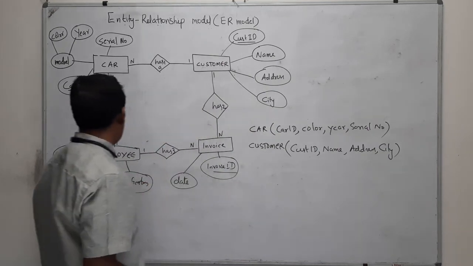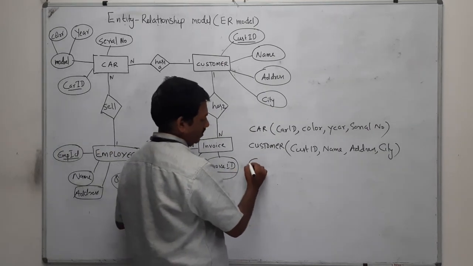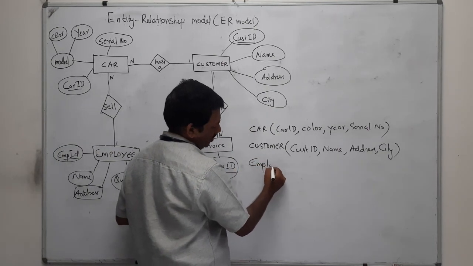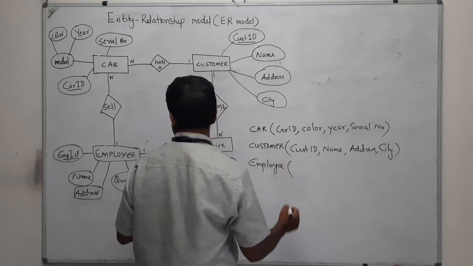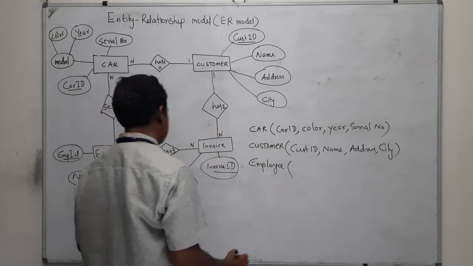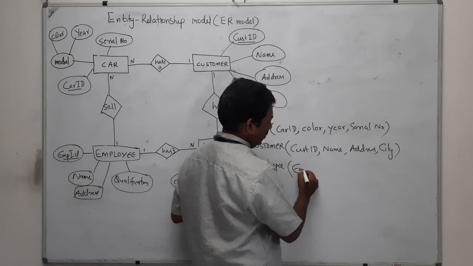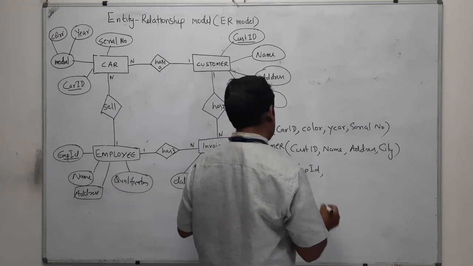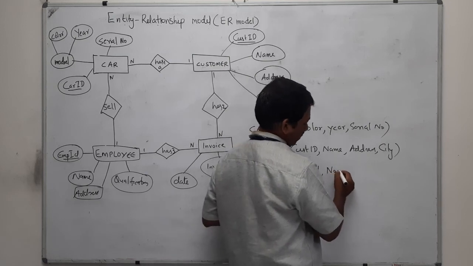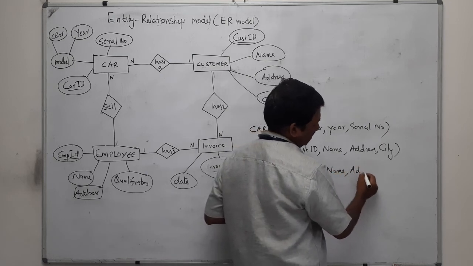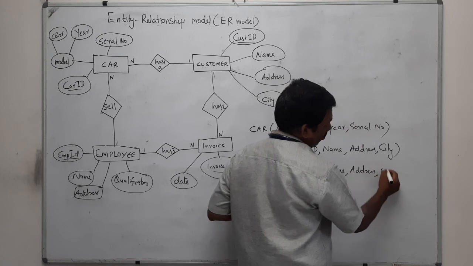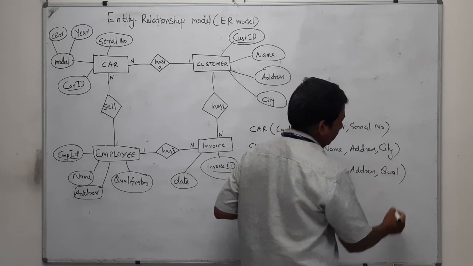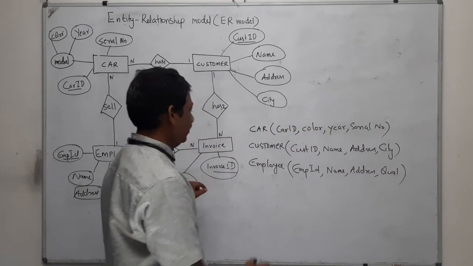And now we are having employee. Employee is another entity. Here we have employee ID, name, address, qualification. And the last one is invoice.